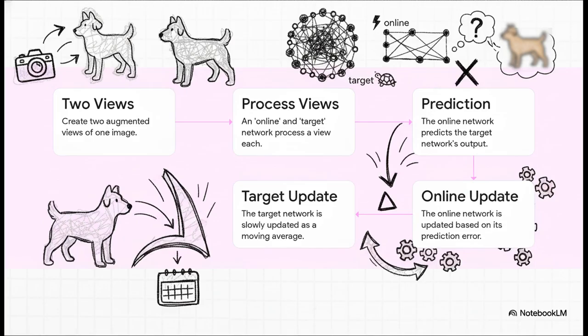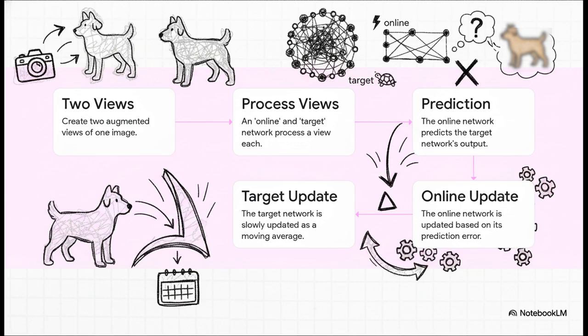So let's just walk through this. You've got two networks. One is called the online network, and it learns really fast. The other is the target network, and it gets updated much more slowly. So the online network sees one version of an image, and its job is to predict what the target network is going to say about a different version of that same image.